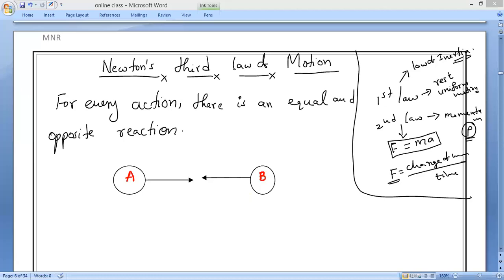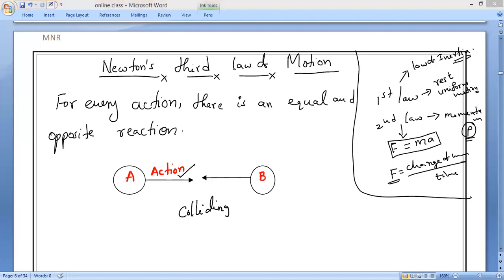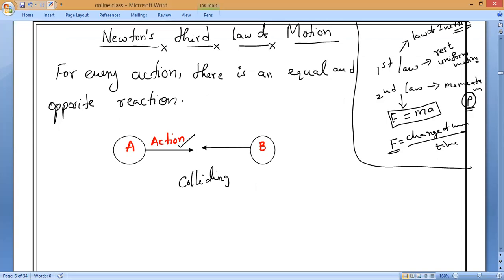Consider two bodies A and B colliding, and A exerts a force on B. What do we call that? Action. A and B collide with each other, and A is exerting force on B. So whatever force is exerted by A on B is called action. Now, according to Newton's third law, B also will exert an equal force on A, but in the opposite direction or the same direction? Check it, everybody.